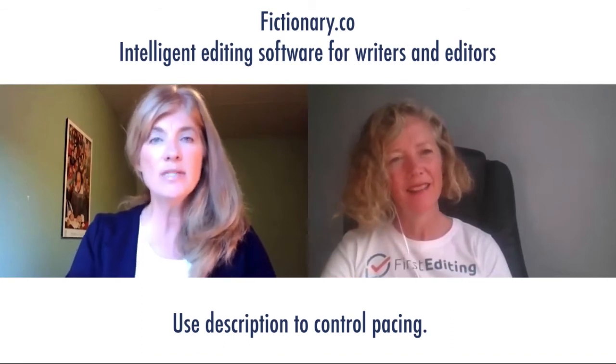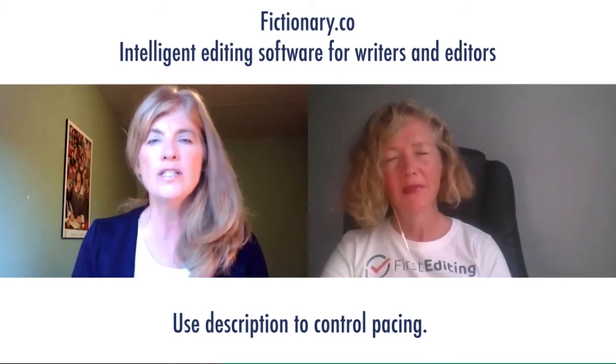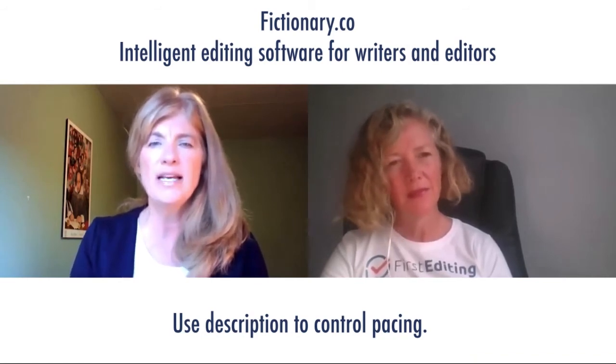If you're in a sequel scene where you're doing emotional reaction, you can use more description to slow the pacing down. So the writer is in control of what they want the pacing to be, and the editor needs to be looking at, is it the right pacing for that point in the story? Should it be faster or slower? And can we increase or decrease description of the location to get the effect that we want?